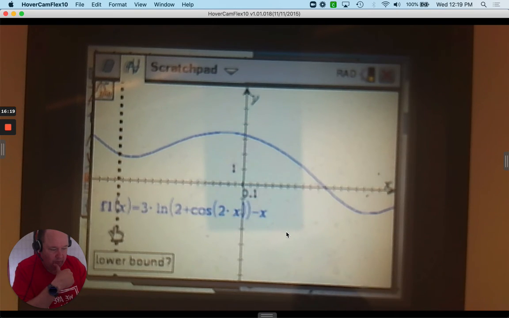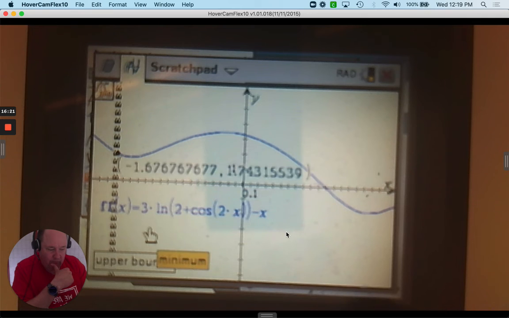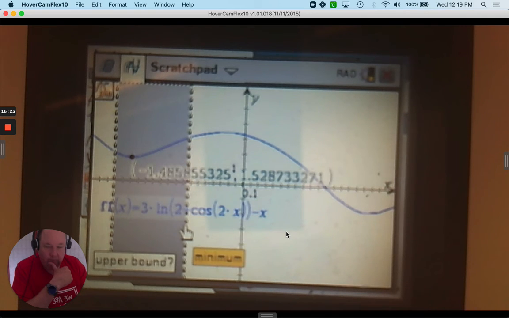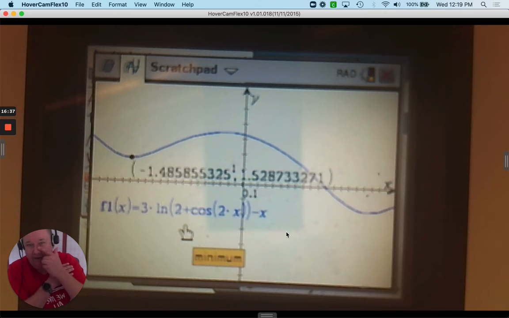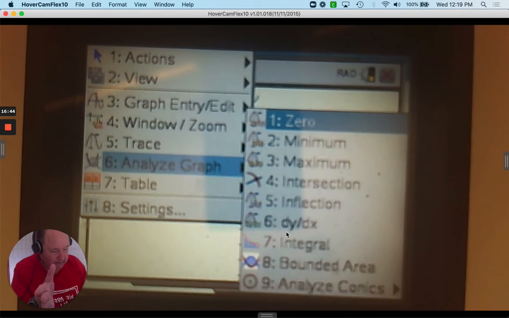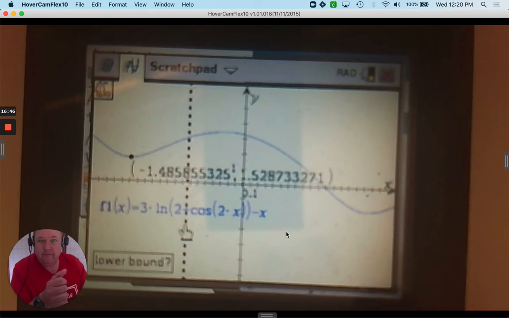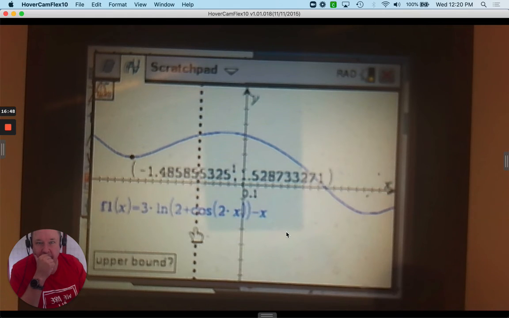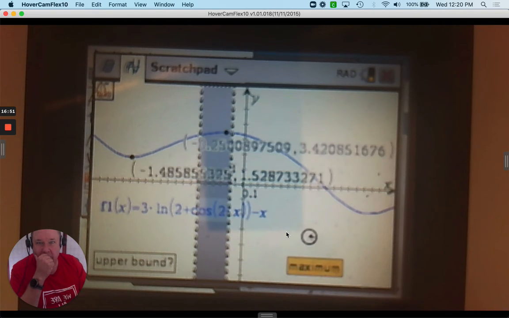So if I go to the left and to the right, first of all, it's above and decreasing. That means increasing and concave down. So from -2 to -1.485, that's 1. Now I want to find the next turning point. So I go menu again, analyze. The next one's a maximum. So that's 3. And so again, I want to find it. So to the left of it and then to the right of it.